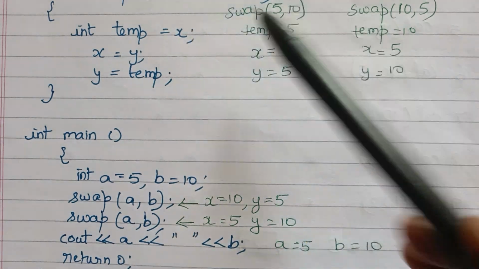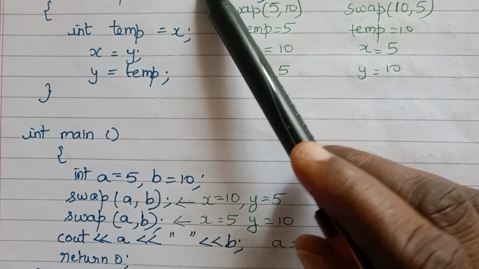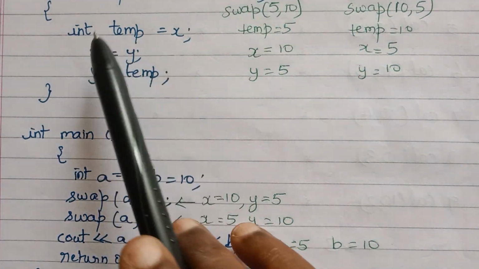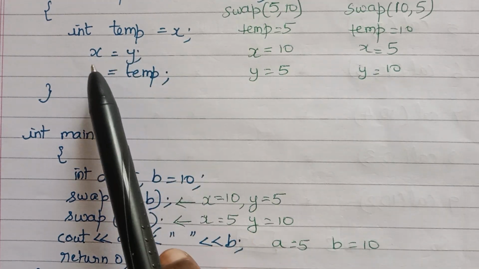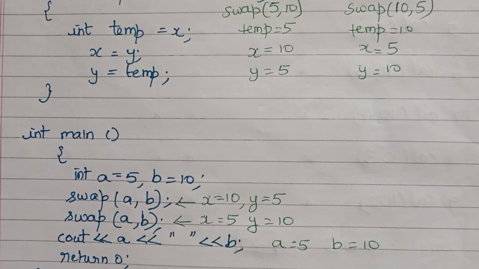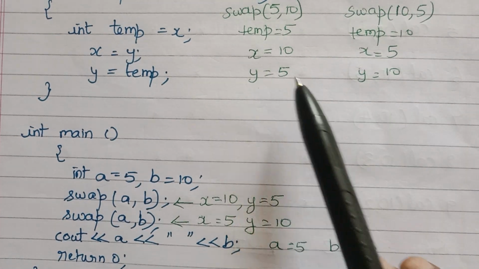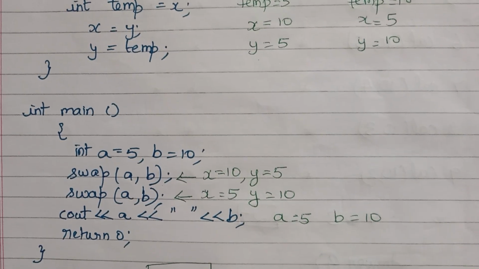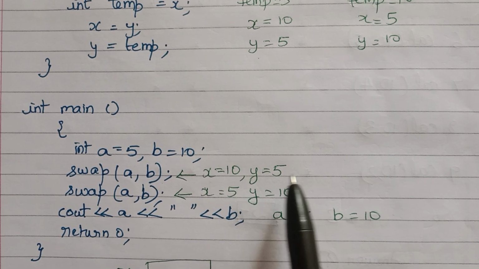So here the x value is 5 and y is 10. Here you just swap: temp equal to x, then x equal to y and y equal to temp. So you interchange the x and y values. When you swap, what will the output be? Here x becomes 10 and y becomes 5.